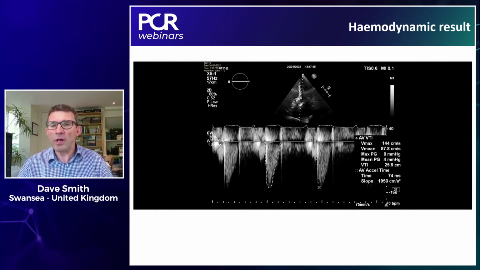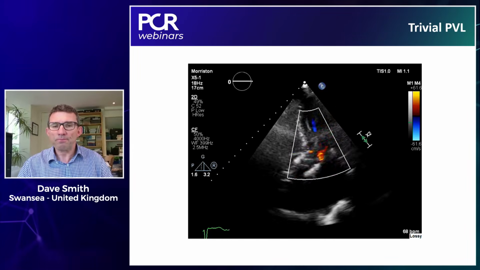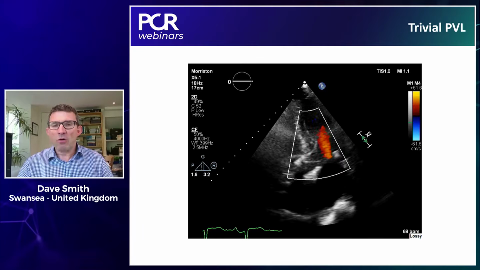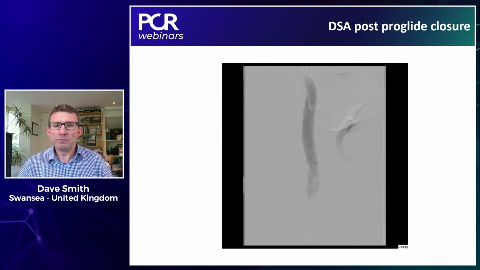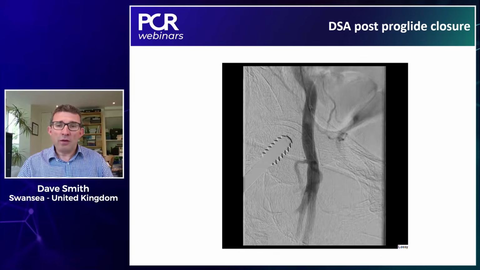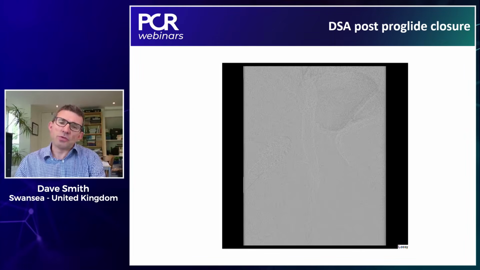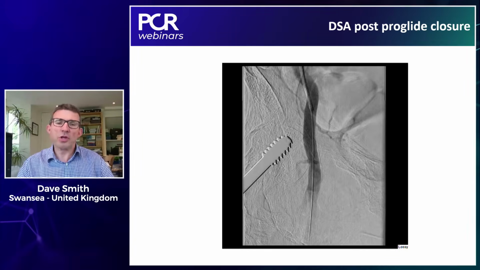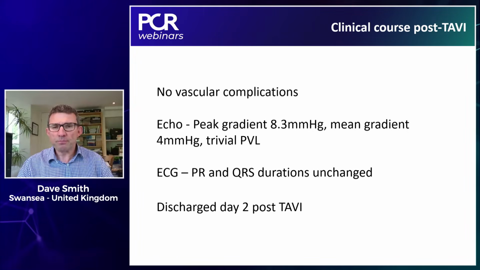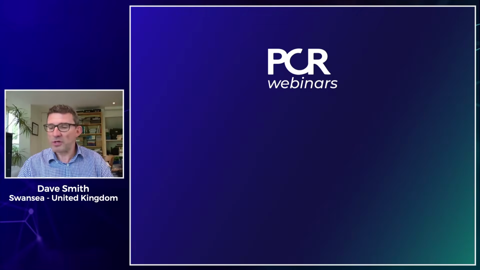You can see her Doppler gradients, peak of 8, mean of 4. Trivial paravalvular leak at the time of implant. And pleasingly for this lady, this is the digital subtraction angiogram of the access point showing no femoral complication. So this lady had no vascular complications despite the anatomy, good hemodynamic function, trivial paravalvular leak on the table, unchanged ECG parameters, and she was able to be discharged home on day 2 following her TAVI, despite her age and the complexity of the case.